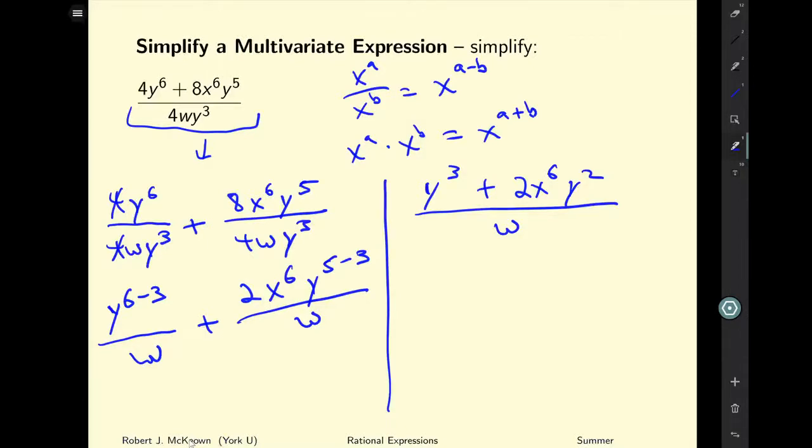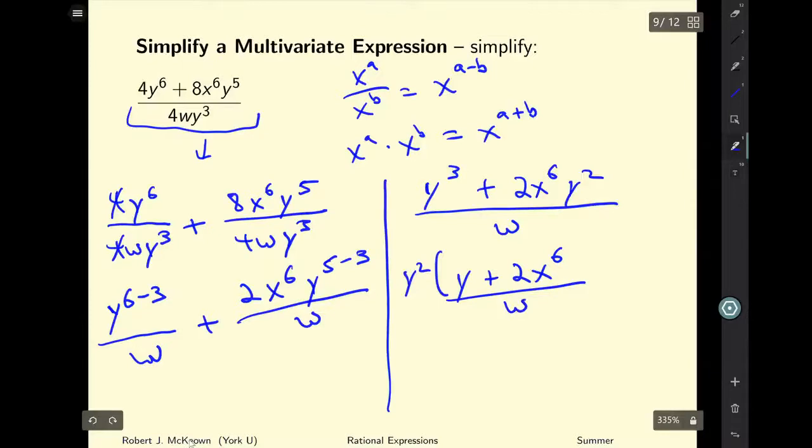And I can go a little bit further. I could factor out a y squared. So I've got y squared times y plus 2x to the 6, over w. The question is asking us to simplify, so we want to simplify it as much as possible.